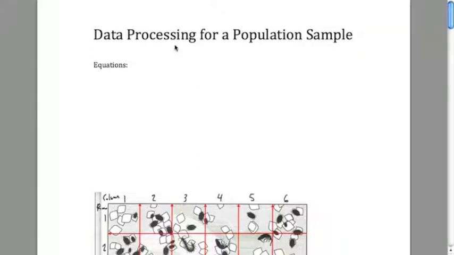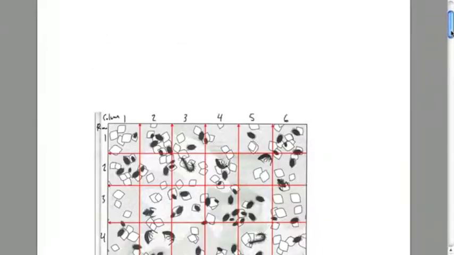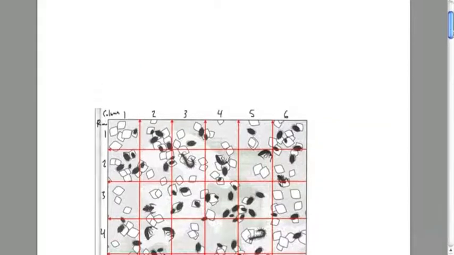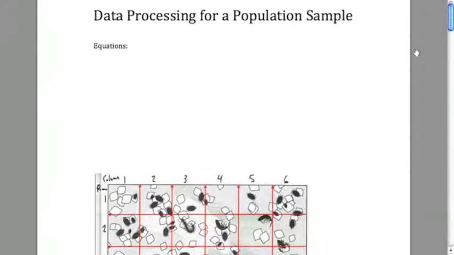Welcome back. Today we're going to talk about data processing for a population sample. Let's say we were looking outside and we had this sample population and we wanted to process the data about the different types of organisms that were in that sample. The first thing we want to do is talk about the different equations we would use to process that data.